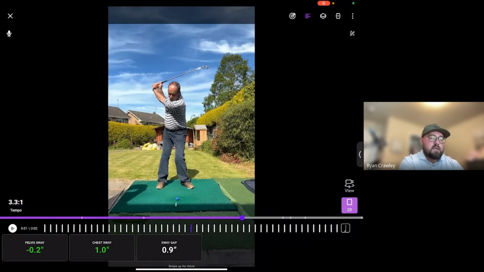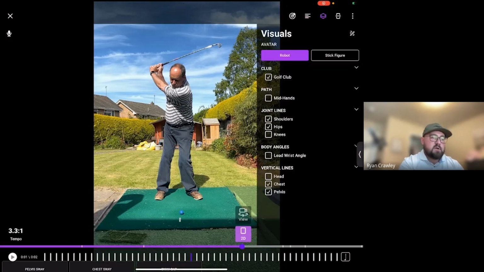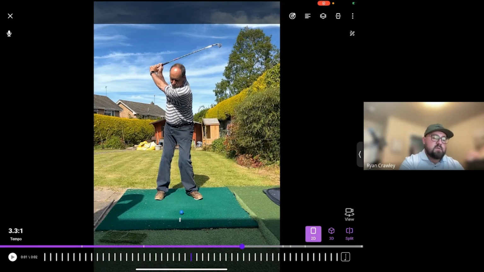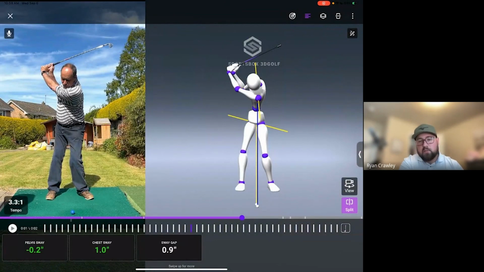When you show somebody this in 2D, you can communicate to them that they have a reverse pivot. You can obviously use a pro swing to help them see what a pivot should look like, but it might not be super clear to them. And that's where I think the avatar can really help us, to be able to identify it thanks to those vertical lines, and then also thanks to that number.